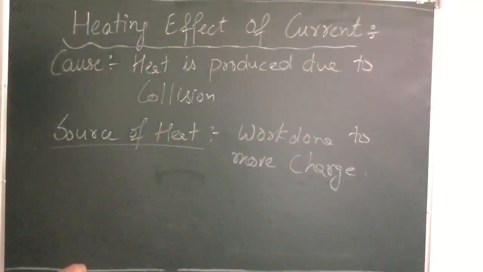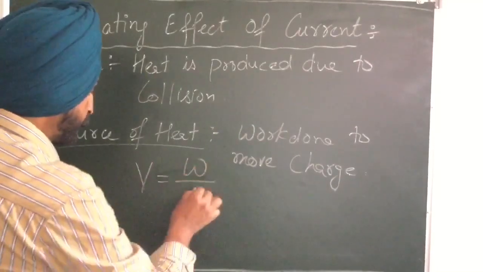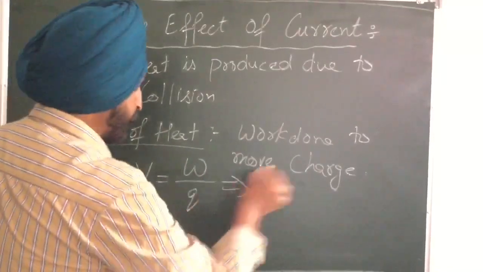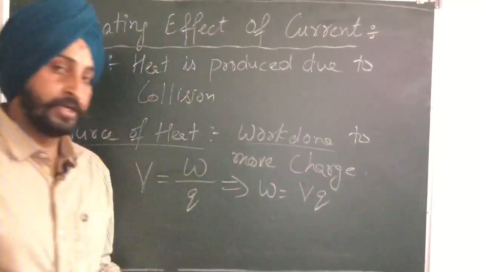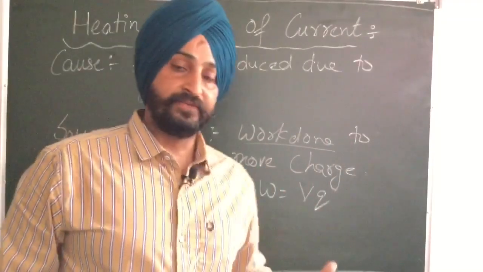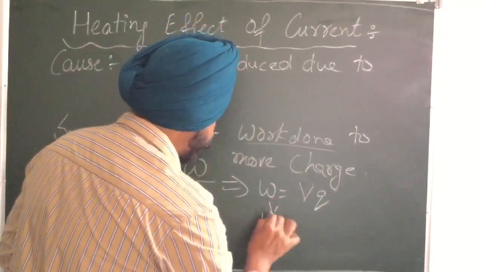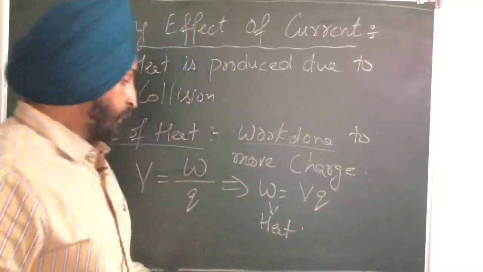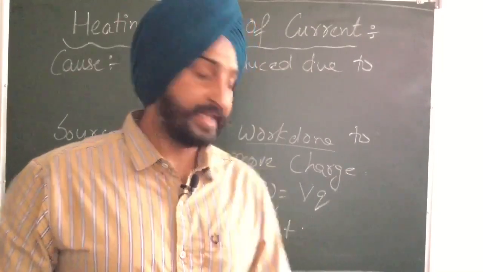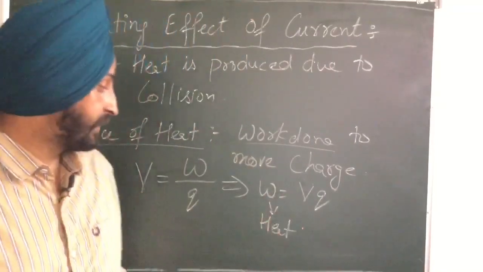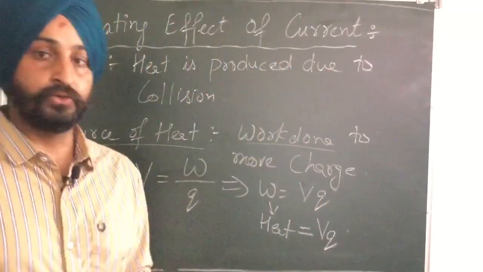Now moving to the formula. For potential, we have already done: electric potential is equal to work done per unit charge. So from here we can get the value of this work done. This work done would be equal to V into Q, right? This work done is the source of heat, so this is converted into heat. Heat is not produced from anywhere. It is actually converted from some other energy, and that is work done. So work done is getting converted into heat. So I can write heat is equal to V into Q, voltage into charge.